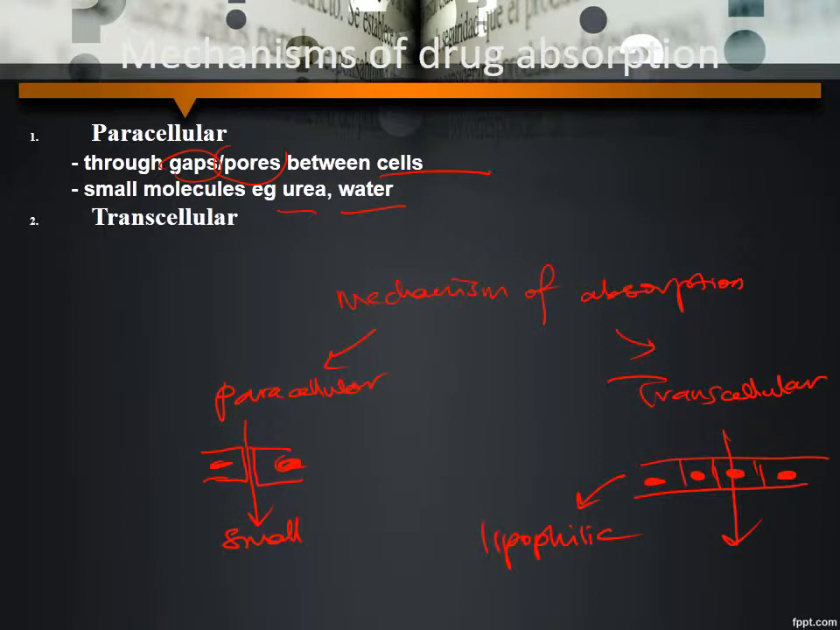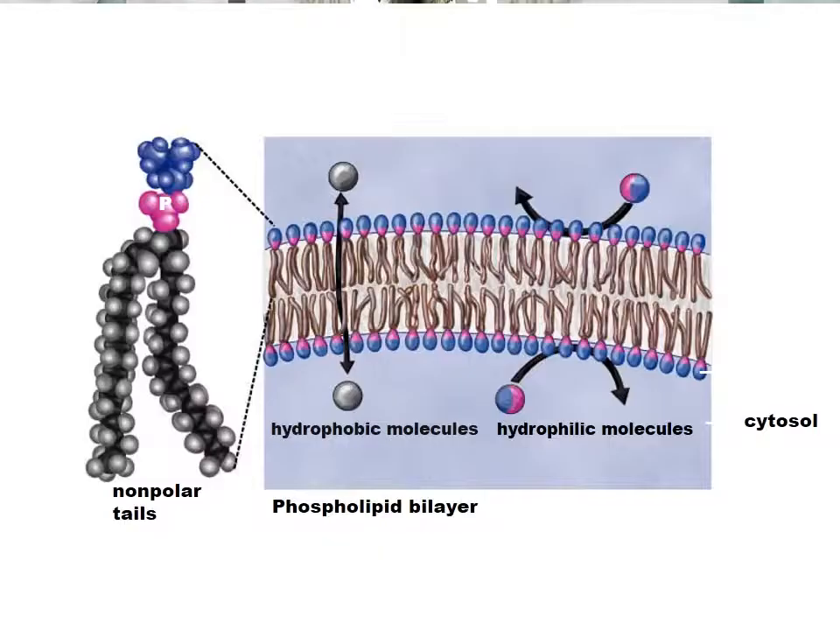So we expect the drug to be lipophilic or hydrophobic, and it should be unionized for perfect absorption. This is an example showing you that a hydrophobic molecule will pass through the membrane more easily compared to a hydrophilic molecule, which doesn't pass through the membrane.